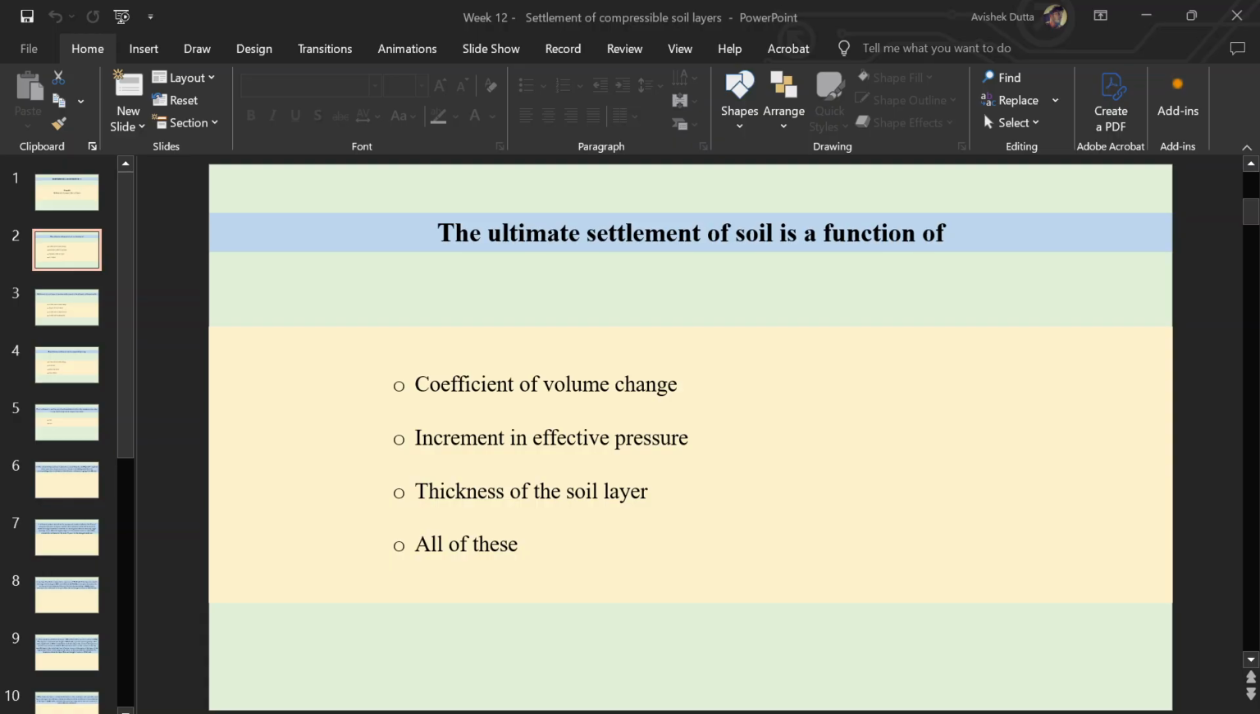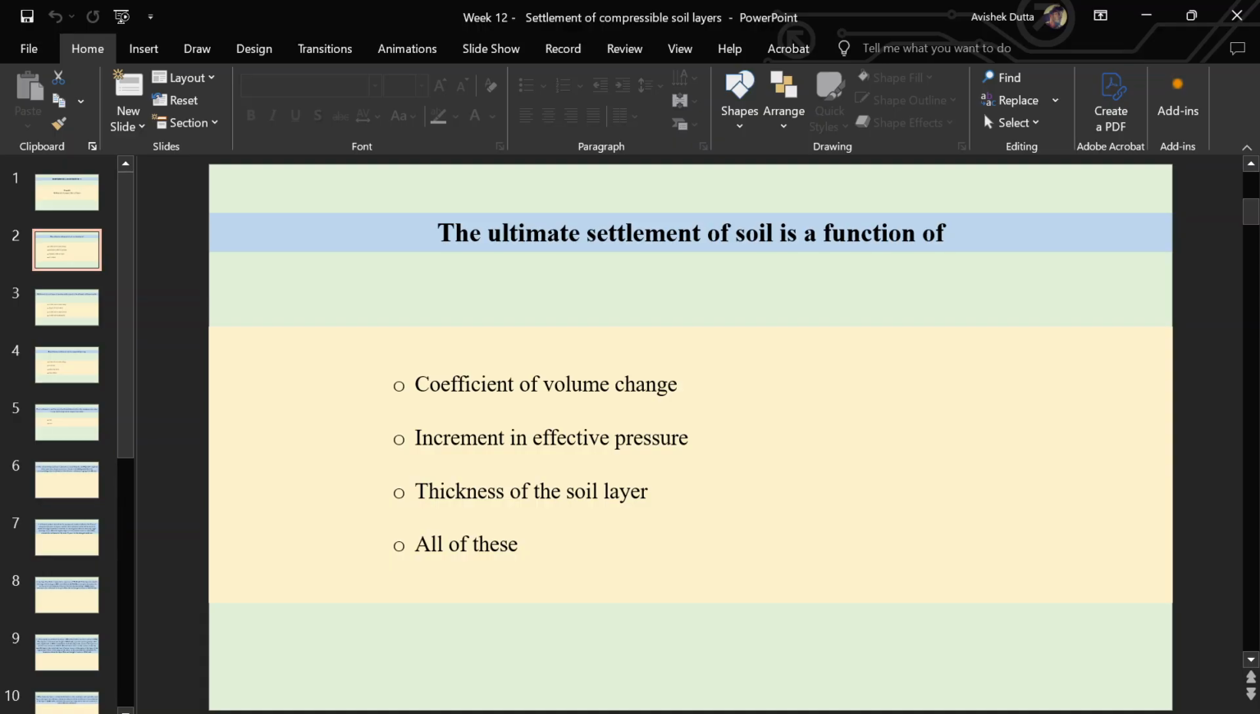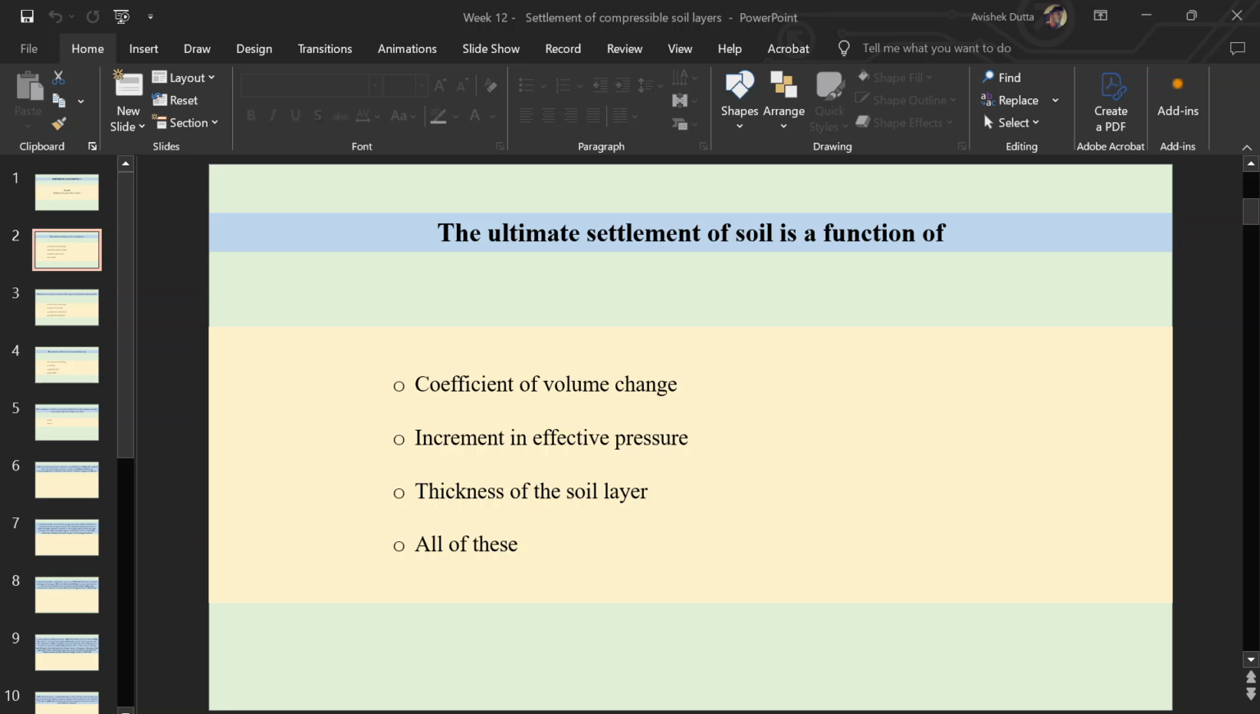I repeat the question. The ultimate settlement of soil is a function of. Okay, just wait, someone has joined. Yes, Abhinaya, I have already started dictating the questions, but this is the first question. You can start writing the questions. Okay, this is the 12th discussion session. The topic is settlement of compressible soil layers. Okay, I hope the PPT is visible and I am audible to you. If there is any problem, you can let me know by telling me or just using the chat box.